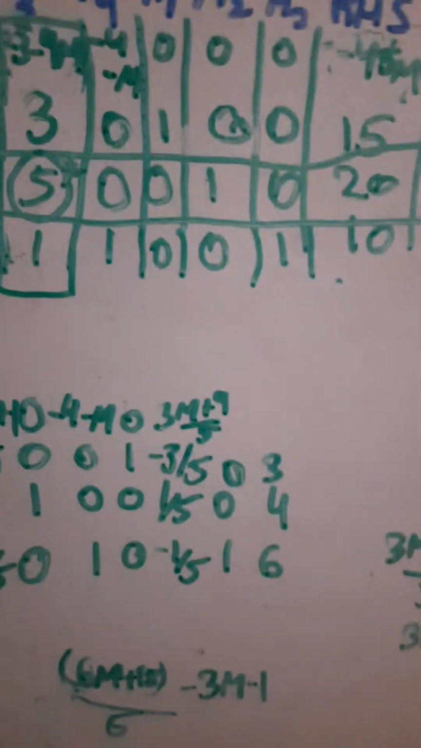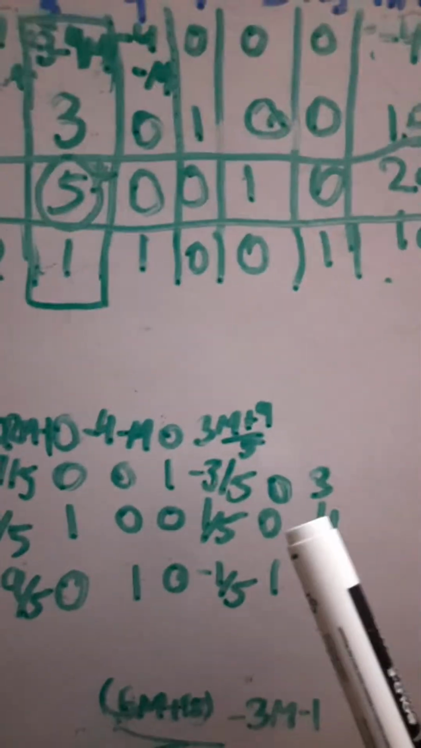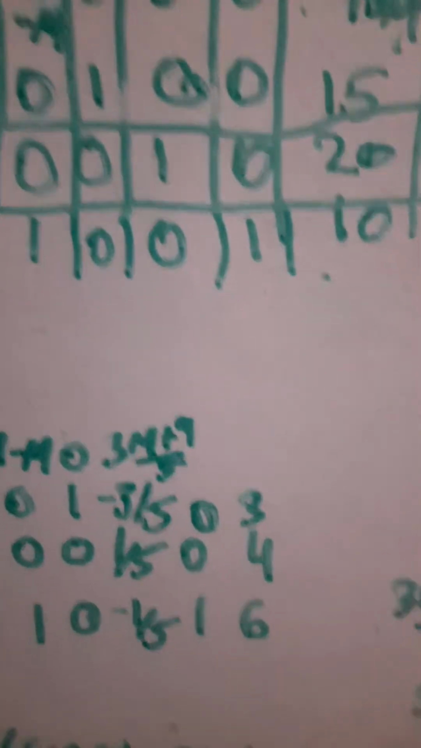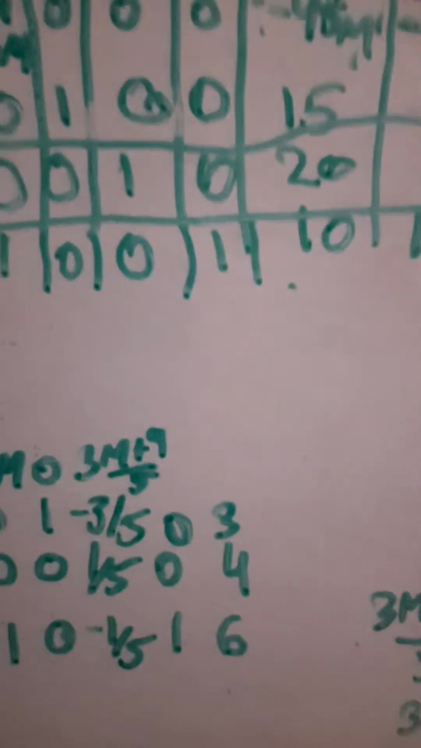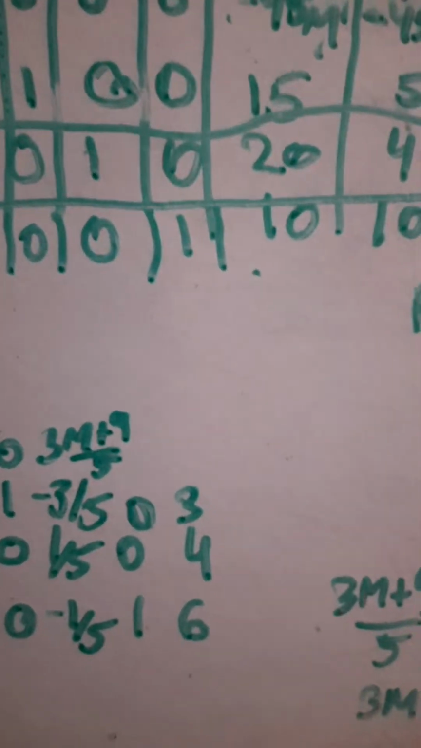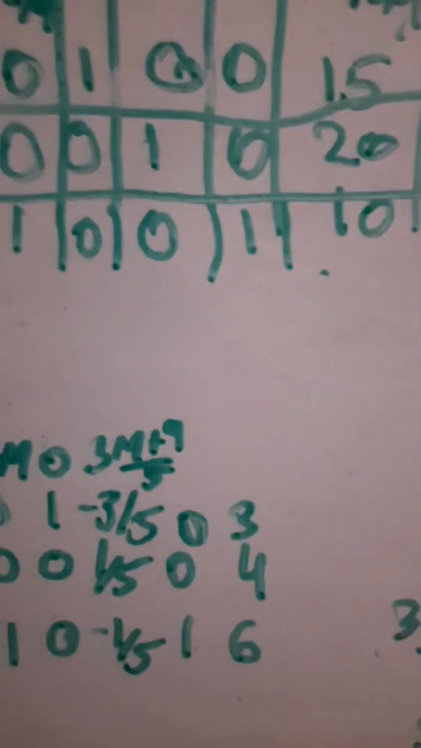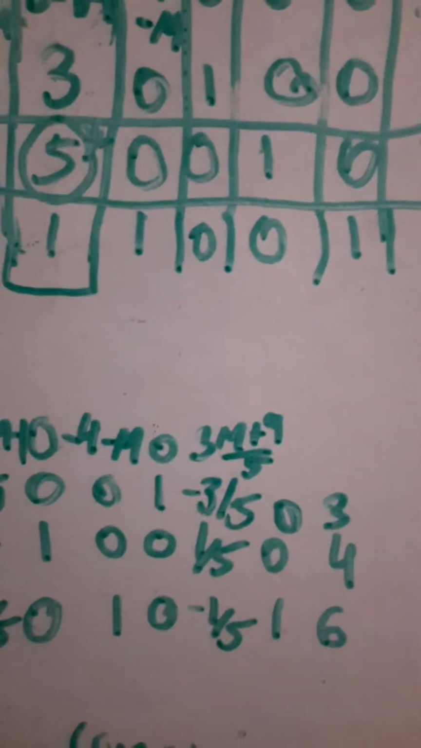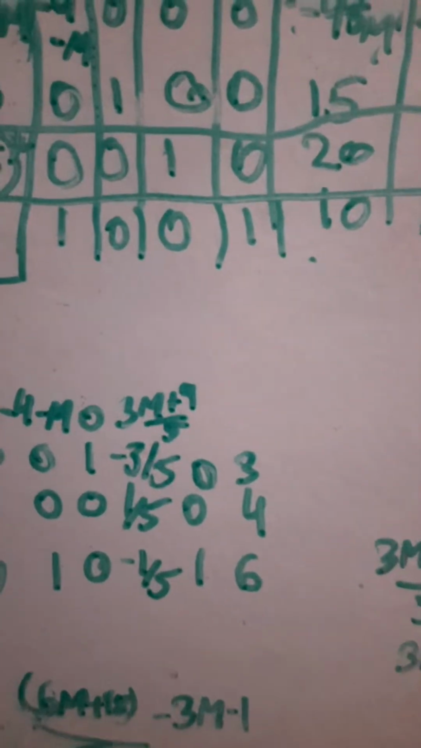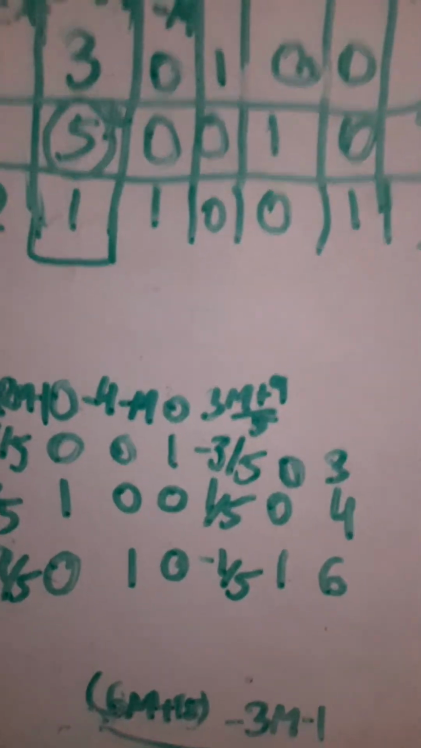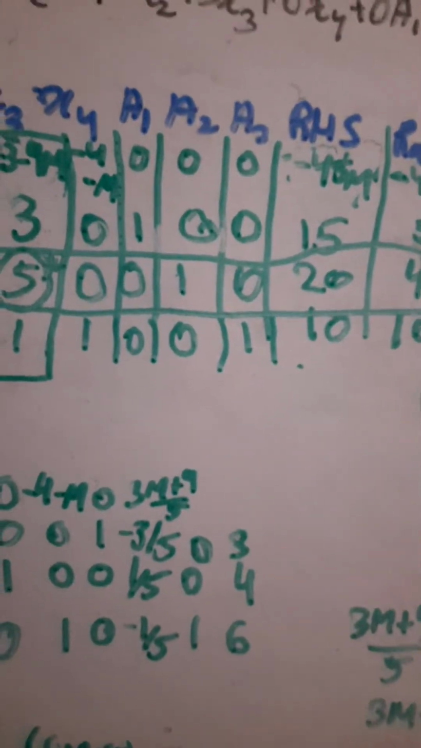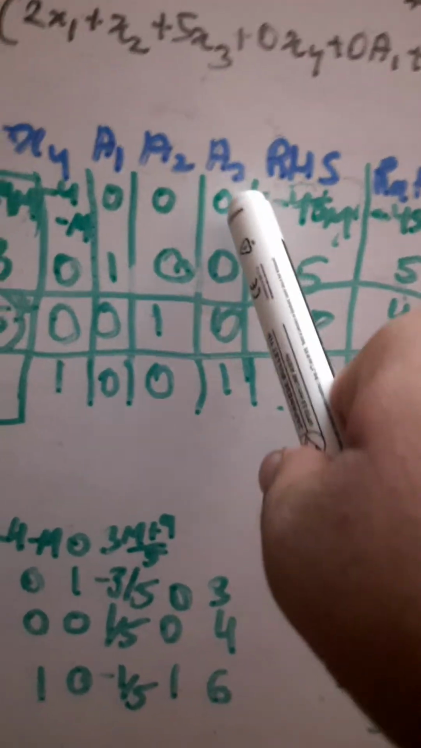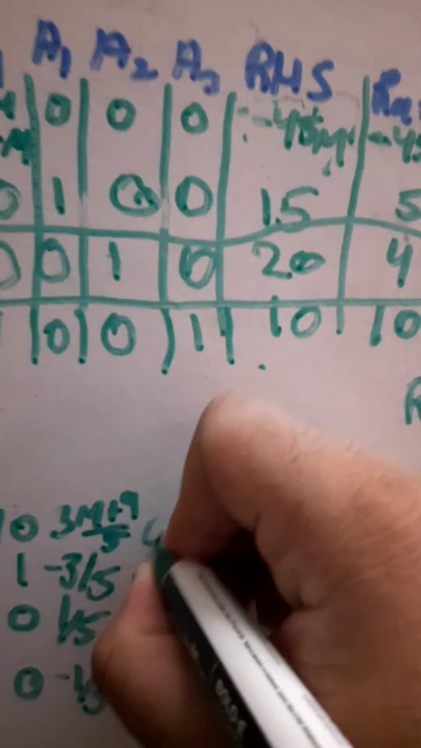So now we have 0. Okay, 0 into anything is 0, isn't it? Since 0 into anything is 0, a1 is 0. Yeah. So this is 0. 0 into anything is 0, and here it is also 0. So 0 plus 0 is also 0.